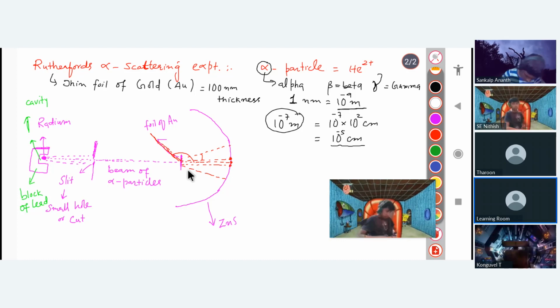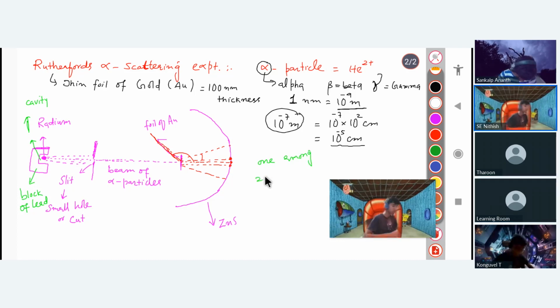And then what was the observation here? Rutherford observed that most of the alpha particles passed straight without any deflection, and a few alpha particles got deflected through small angles, and one among 20,000 alpha particles bounced back. More than 90 degrees, exactly. That means it got deflected through an angle greater than 90 degrees. Correct?